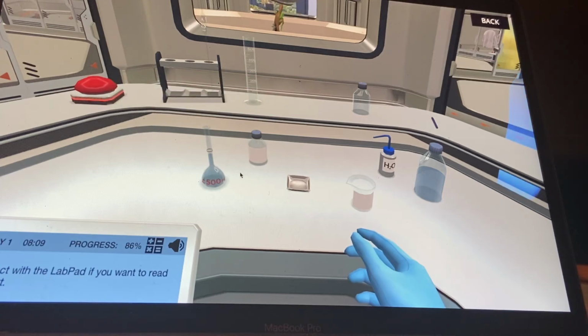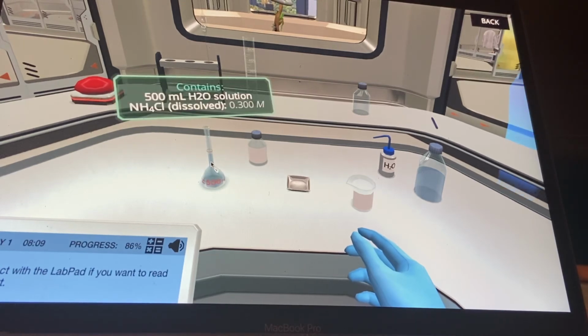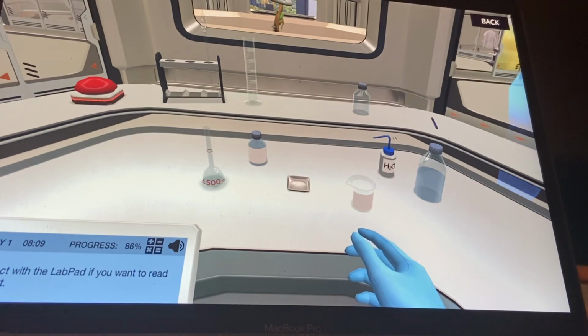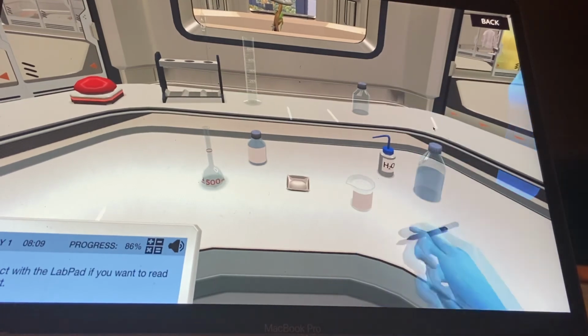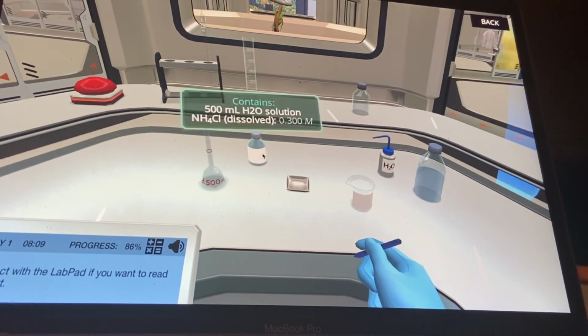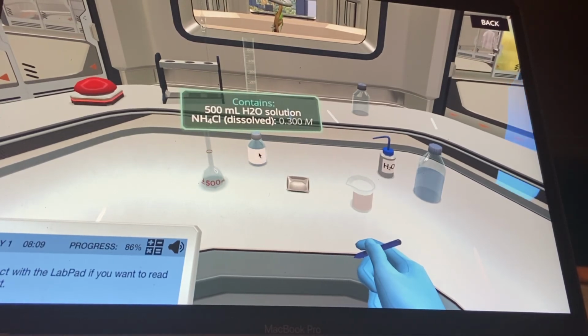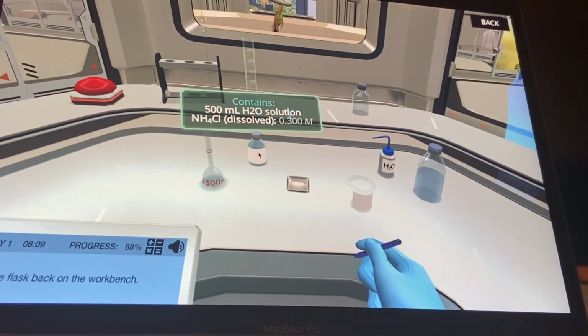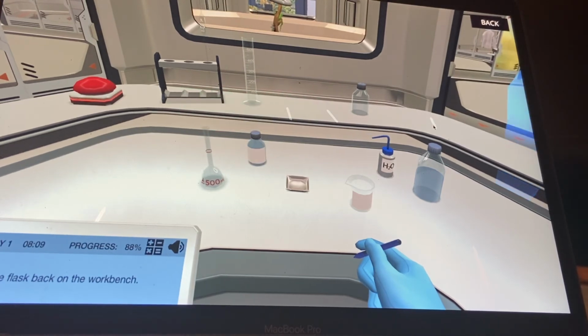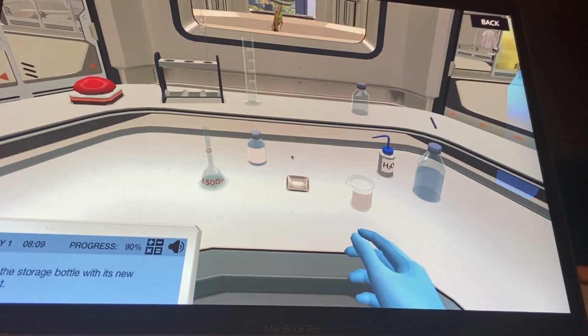Before we wrap up, you have to store your solution. It's not very practical to store anything in a volumetric flask, so we often transfer it to a blue-capped bottle. You also always label a storage bottle with, at least, its contents. It's often a good idea to also add the date it was prepared and your initials. I've created a new bottle on the workbench you can use. Put the flask back on the workbench. Mark the storage bottle with its new content.